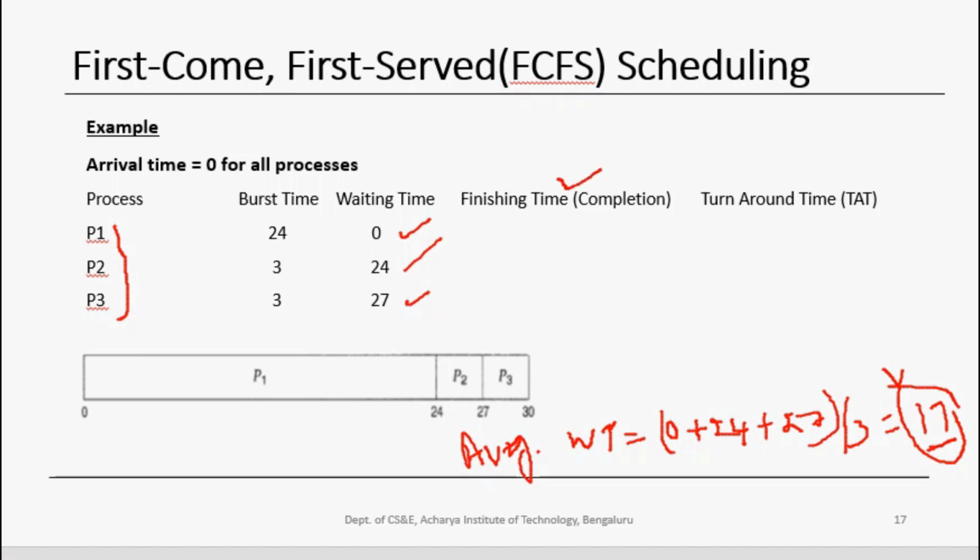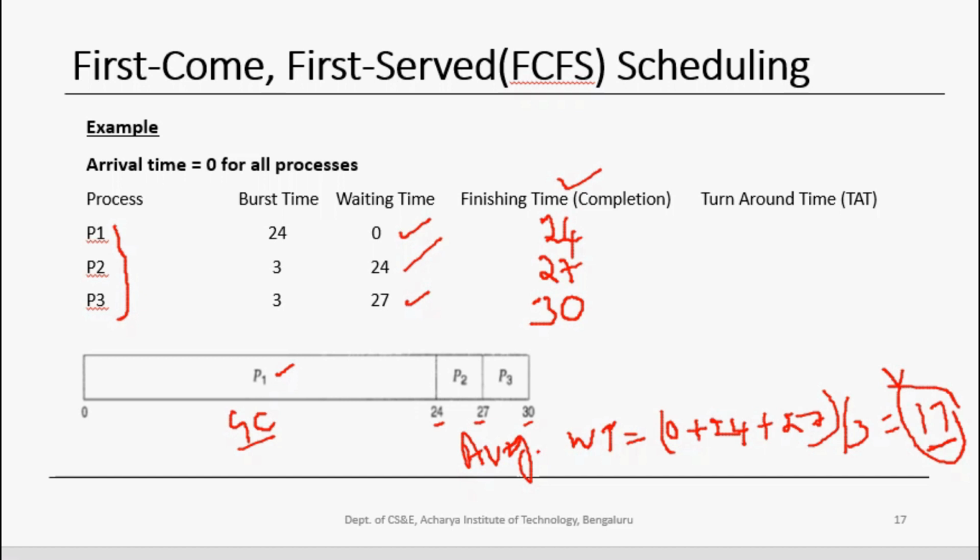Now let's try to compute finishing time or completion time. In completion time, you can simply look at this Gantt chart and write the completion time. What is the completion time of P1? It is 24. So simply write 24 here. What is the completion time of P2? P2 completes at 27. So simply write 27. What is the completion time of P3? P3 completes at 30. So simply write the completion time as 30.